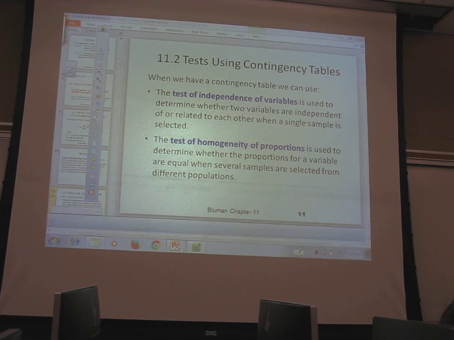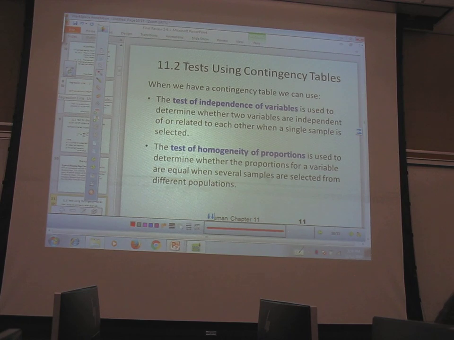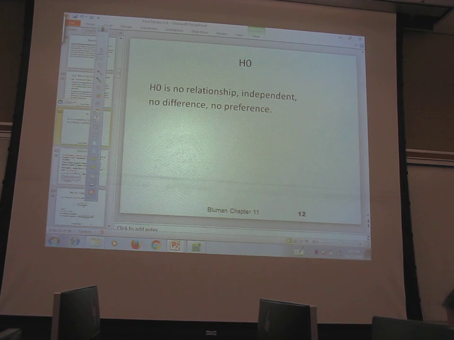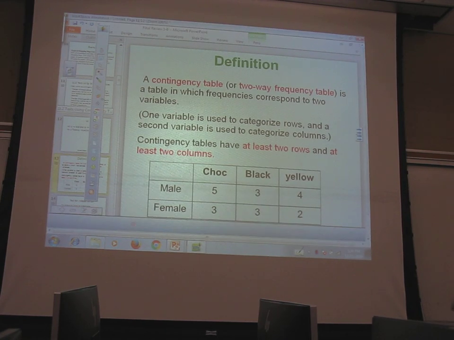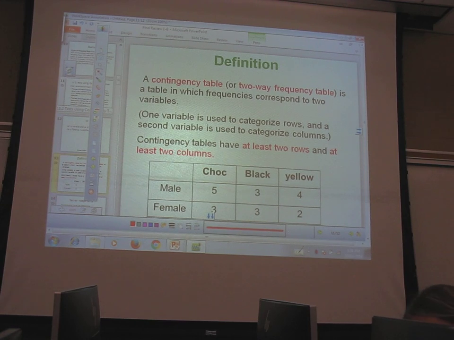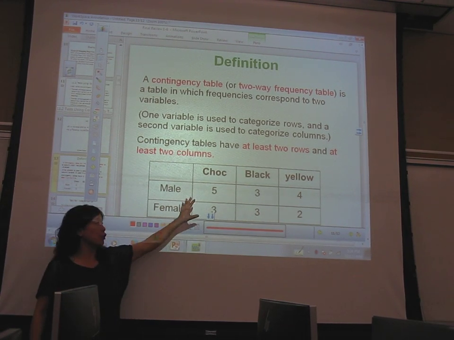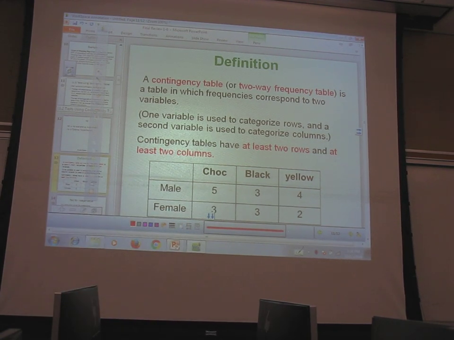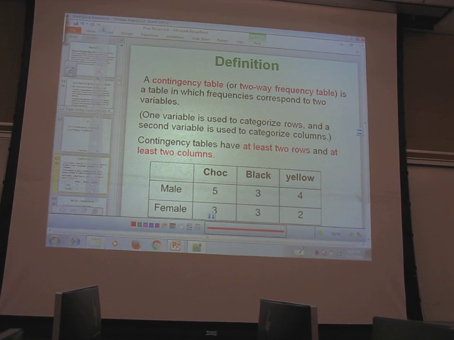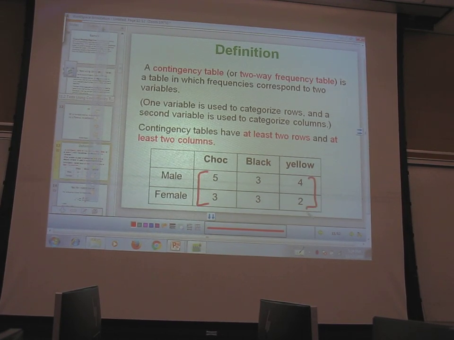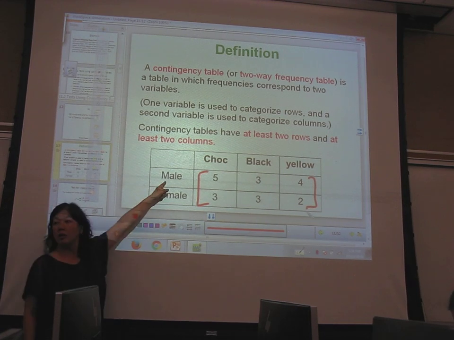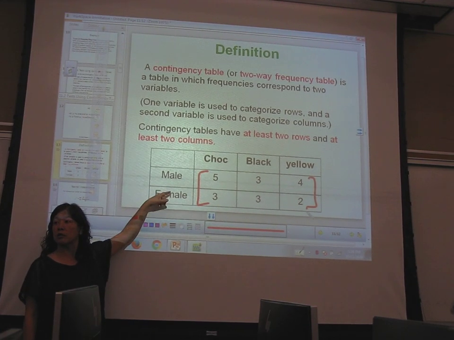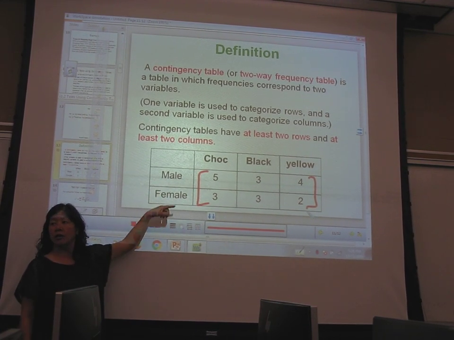Here we're talking about contingency tables, tests of independence or homogeneity. This is a contingency table. This is a matrix. This whole thing is my observed. How do I know which one is a matrix? Look at the data. Does this say observed? Does this say expected? No, these are categories. So it has to stay observed.